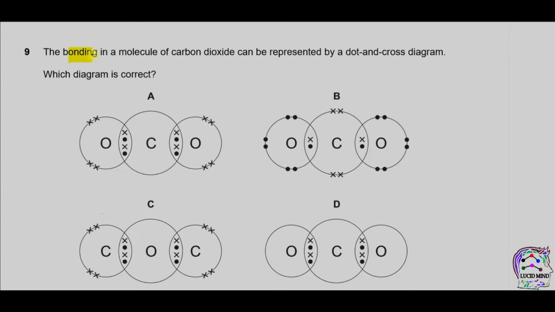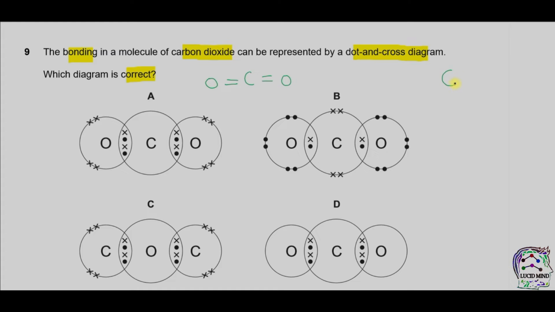Question 9. The bonding in a molecule of carbon dioxide can be represented by a dot and cross diagram. Which diagram is correct? Now we can draw the structure of carbon dioxide, in which we have carbon atom as the center and one oxygen making a double bond on one side and one oxygen on the second side.